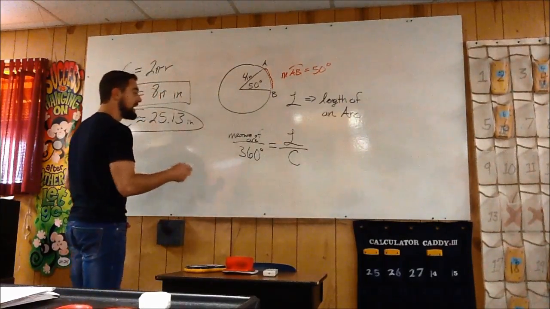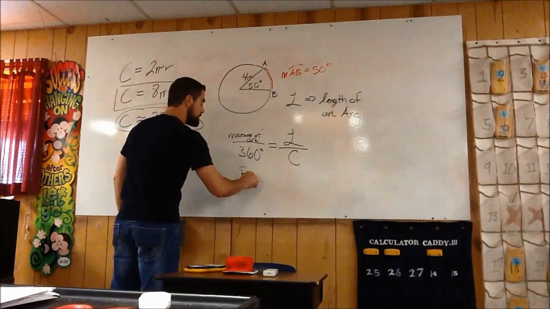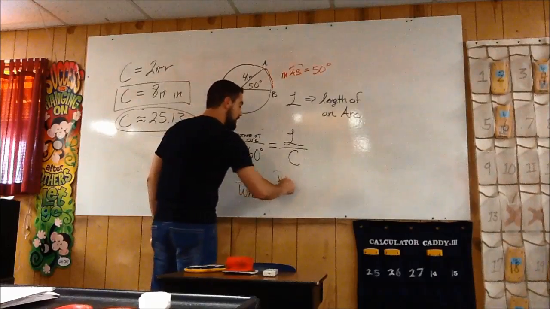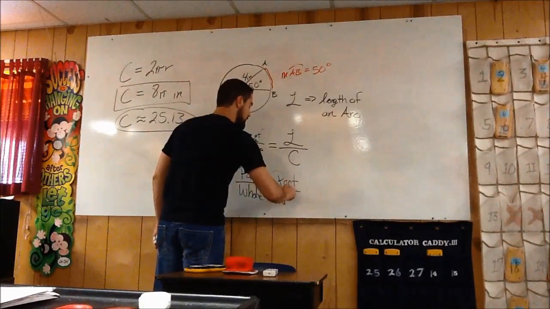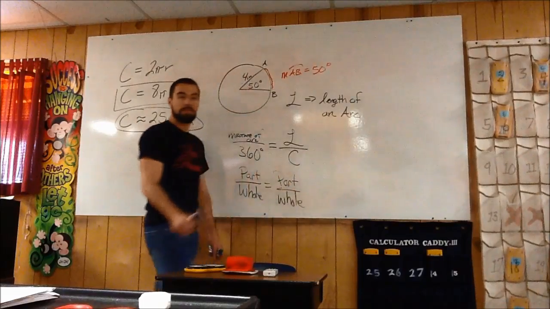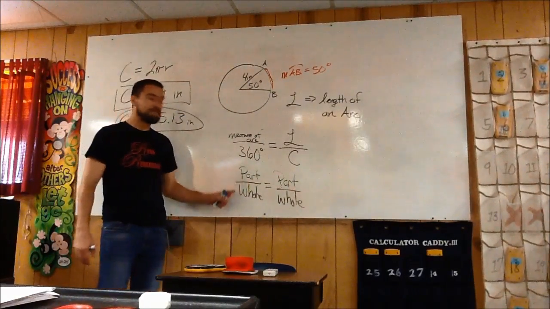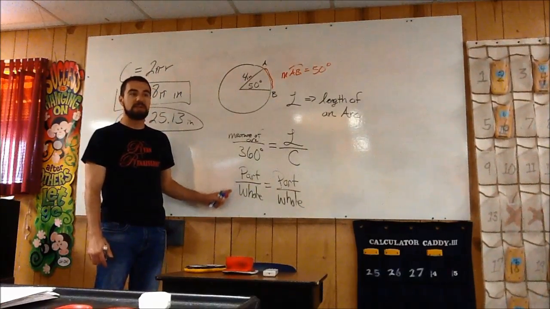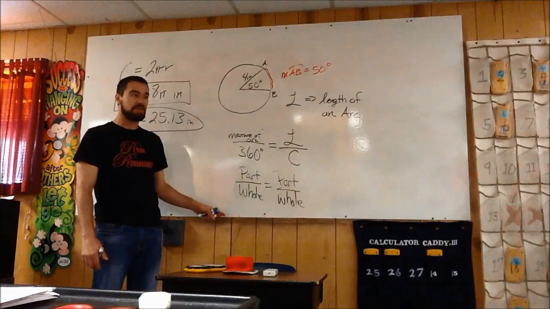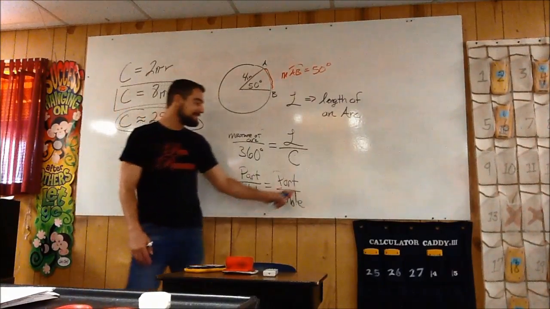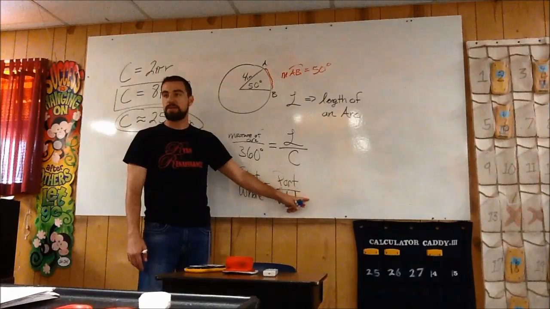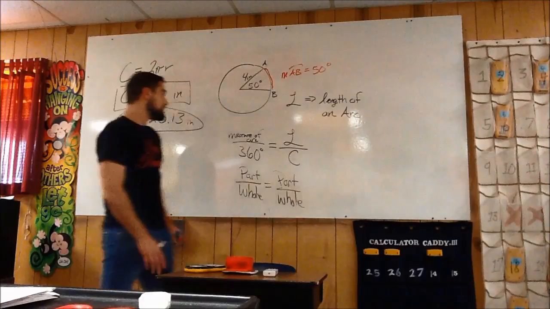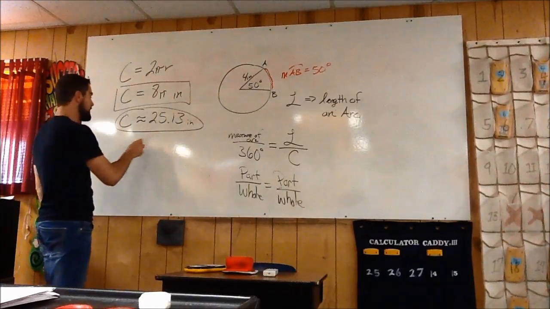And so you'll hear me say quite often, part over whole is going to equal part over whole. However much that minor arc's measure is taking up of 360 degrees, whatever that ratio is, it's going to be taking up the same ratio, the same percentage of the circumference as well. We just set these two equal to one another. So let's apply it with these numbers. What's the measure of my arc?